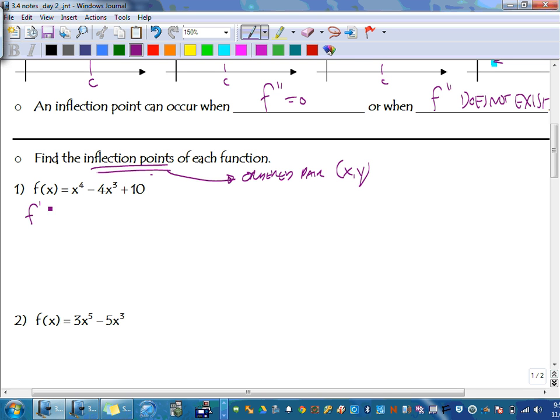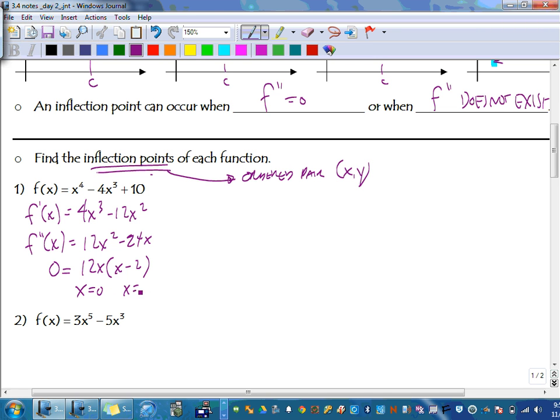So we're going to figure out the second derivative. After finding out the first one, we get 4x cubed minus 12x squared. And that means our second derivative will be 12x squared minus 24x. We want to know when that second derivative is 0 or does not exist. Here, it's going to exist all the time, so we want to figure out when it's 0. We can factor our 12x out, and we get x minus 2. So we have two values where the second derivative is equal to 0.